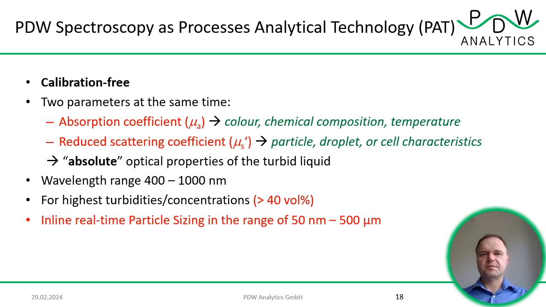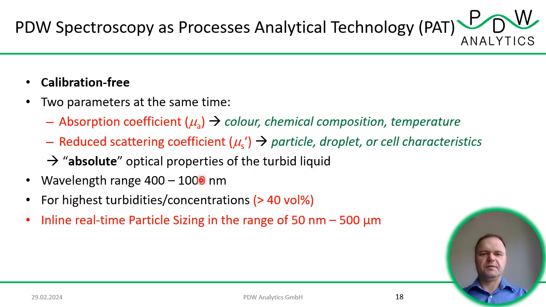Well, to summarize my talk, PDW spectroscopy is a calibration-free technology. It measures 2 parameters at the same time: the absorption coefficient μA, which gives an indicator about the color, the chemical composition, and the temperature. And also the reduced scattering coefficient is obtained, μS prime, which is an indicator of the particle, droplet or cell characteristics. These are the absolute optical properties of the turbid liquid.